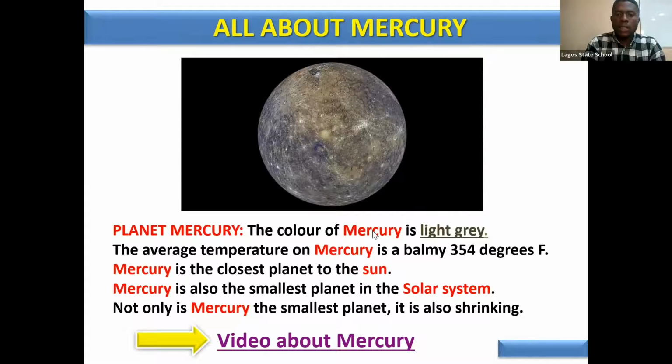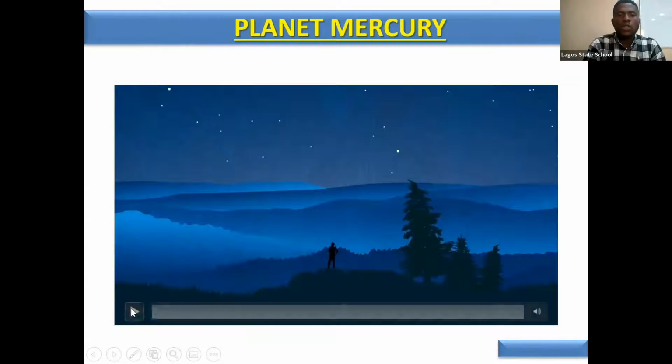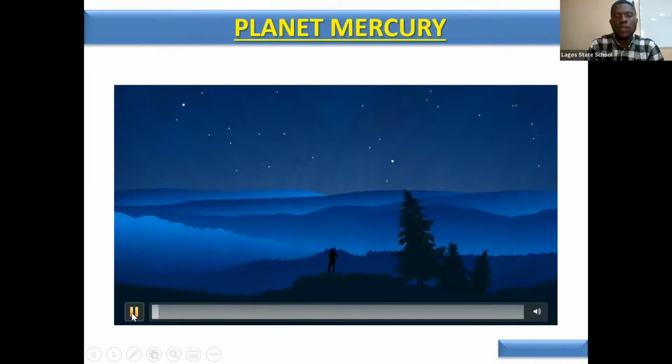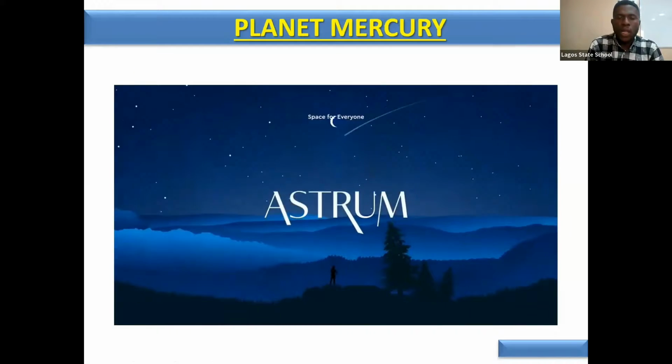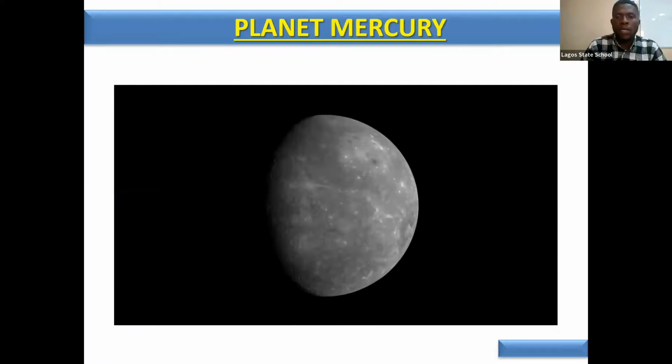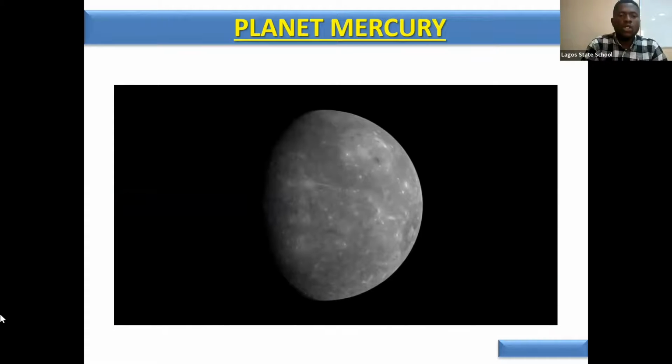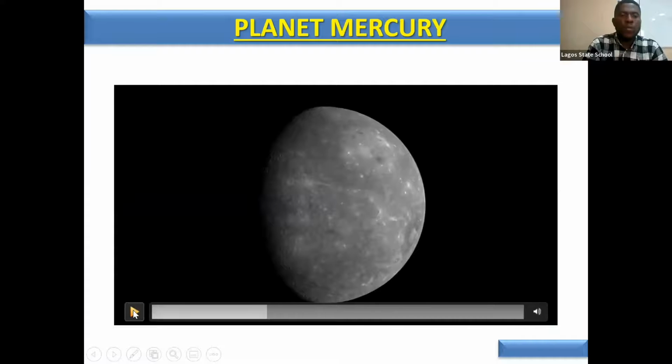Now I was also able to link this particular site that has a video about Mercury. If you want your students to watch a video, all you need to do is link the video to your page. I've linked this, then I click on this, and it takes me straight to the video. Then I can play the video this way. It's very easy. With PowerPoint, you don't need the internet to make use of hyperlinks.